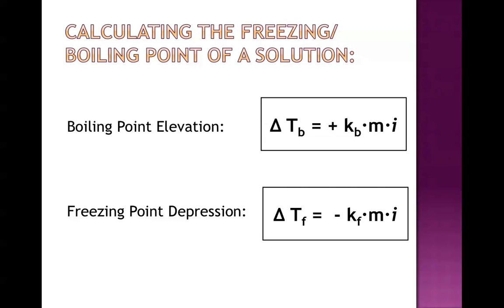So here are two formulas. You can see the slight difference is that we have a plus sign or a positive sign out in front of our calculation for our boiling point and a negative sign out in front of our freezing point depression. We're going to use a constant, and I'll show you what those values are up on the screen.